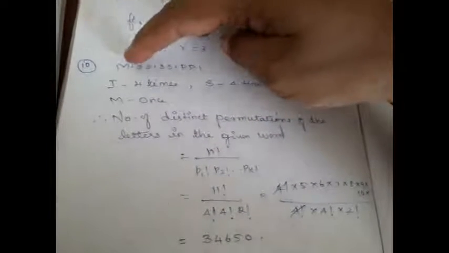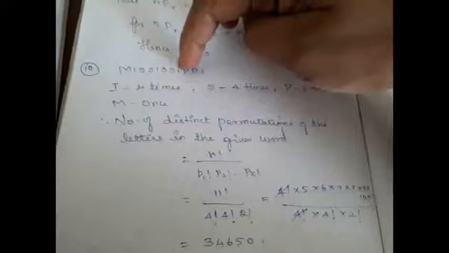We know the number of distinct permutations of the letters when a particular object repeats a particular number of times. What is it? N factorial divided by P1 factorial, P2 factorial, etc. Right? Now here we have 1, 2, 3, 4, 5, 6, 7, 8, 9, 10, 11 objects. So 11 factorial divided by I repeated 4 times, S repeated 4 times, P repeated 2 times and M only once. So leave it. If you solve it and simplify, we are getting the answer as 34,650. Therefore, there are 34,650 ways for these 11 letters to be arranged in a distinct way to get distinct words.